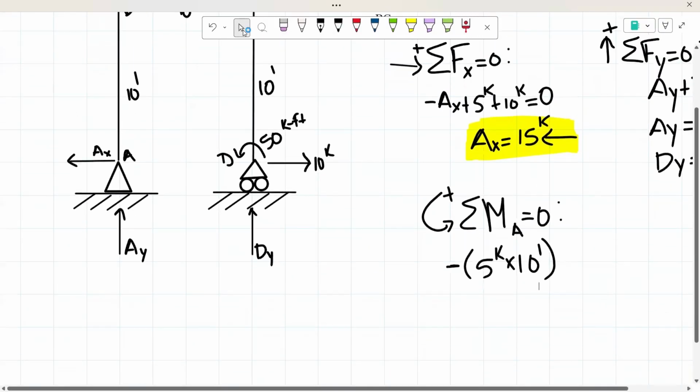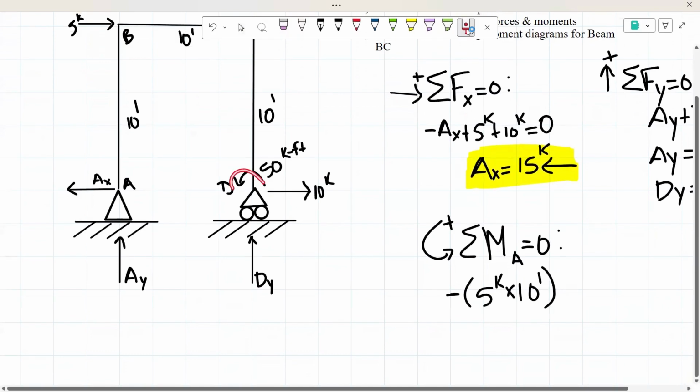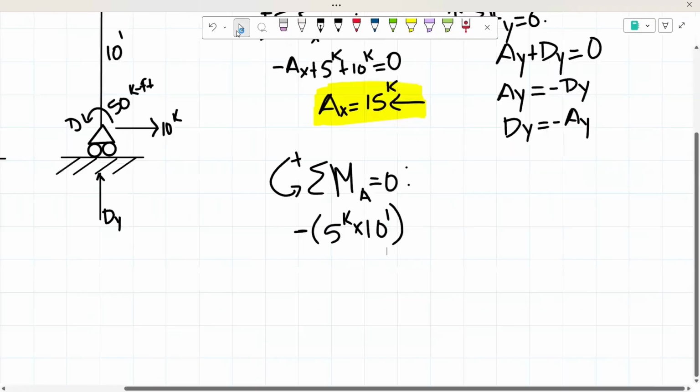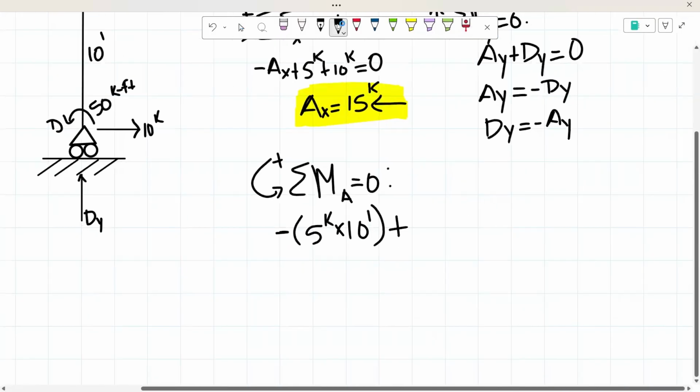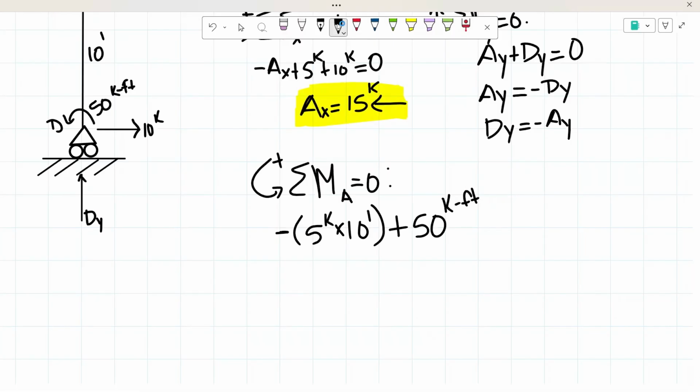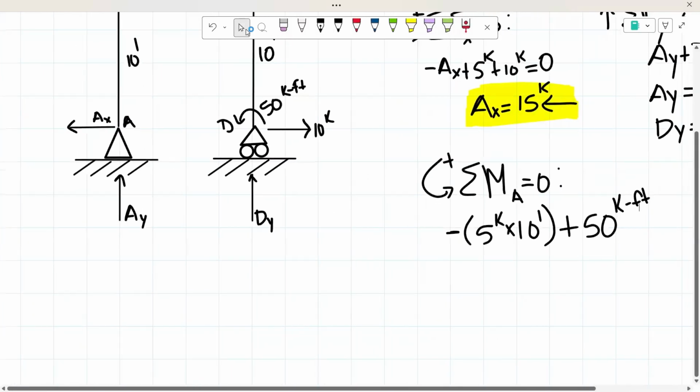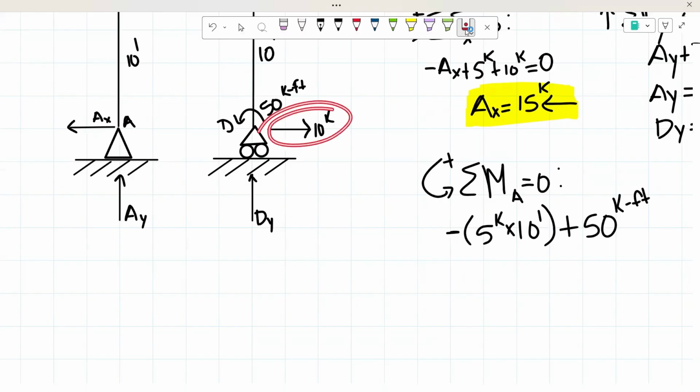We have a counterclockwise moment of 50 kip feet. We know that counterclockwise is positive. So that's positive 50 kip feet. And remember, this 10 kips intersects with that axis about point A. So in this example, it's not going to create a moment.